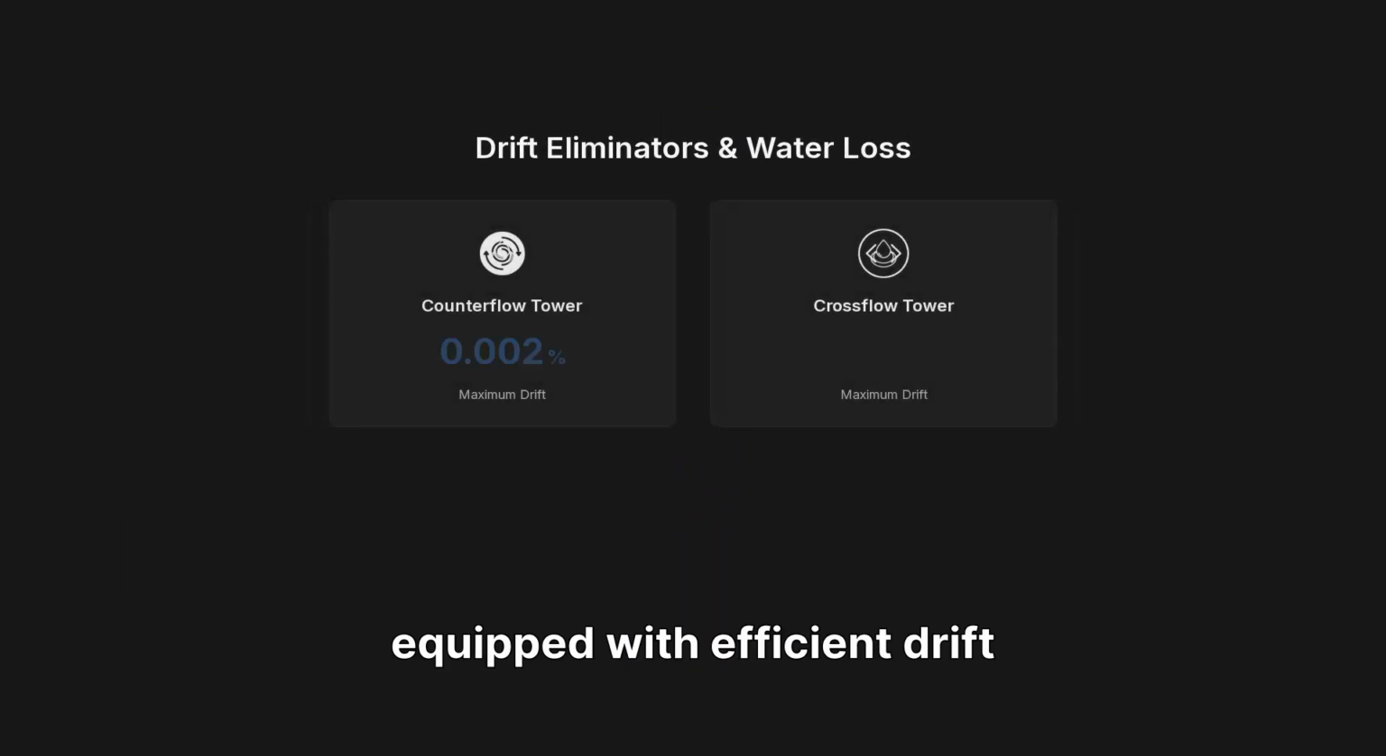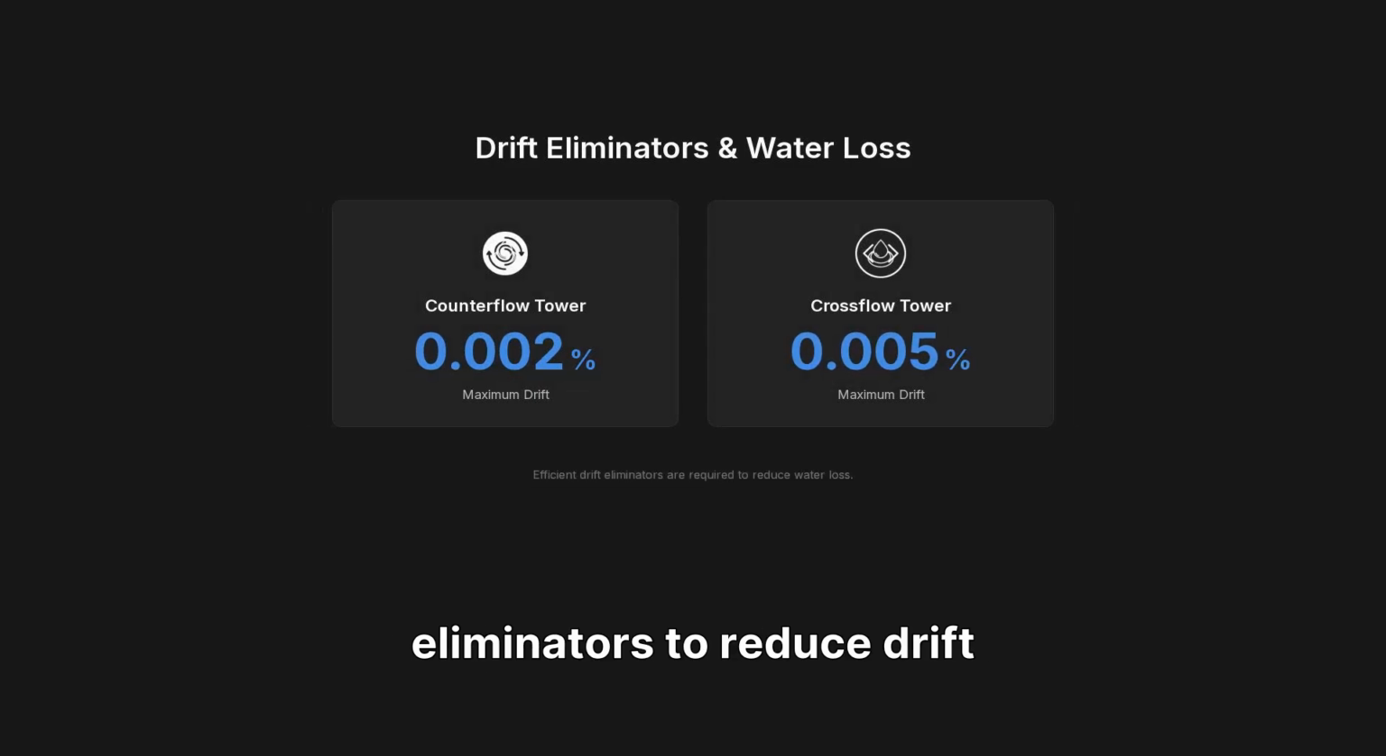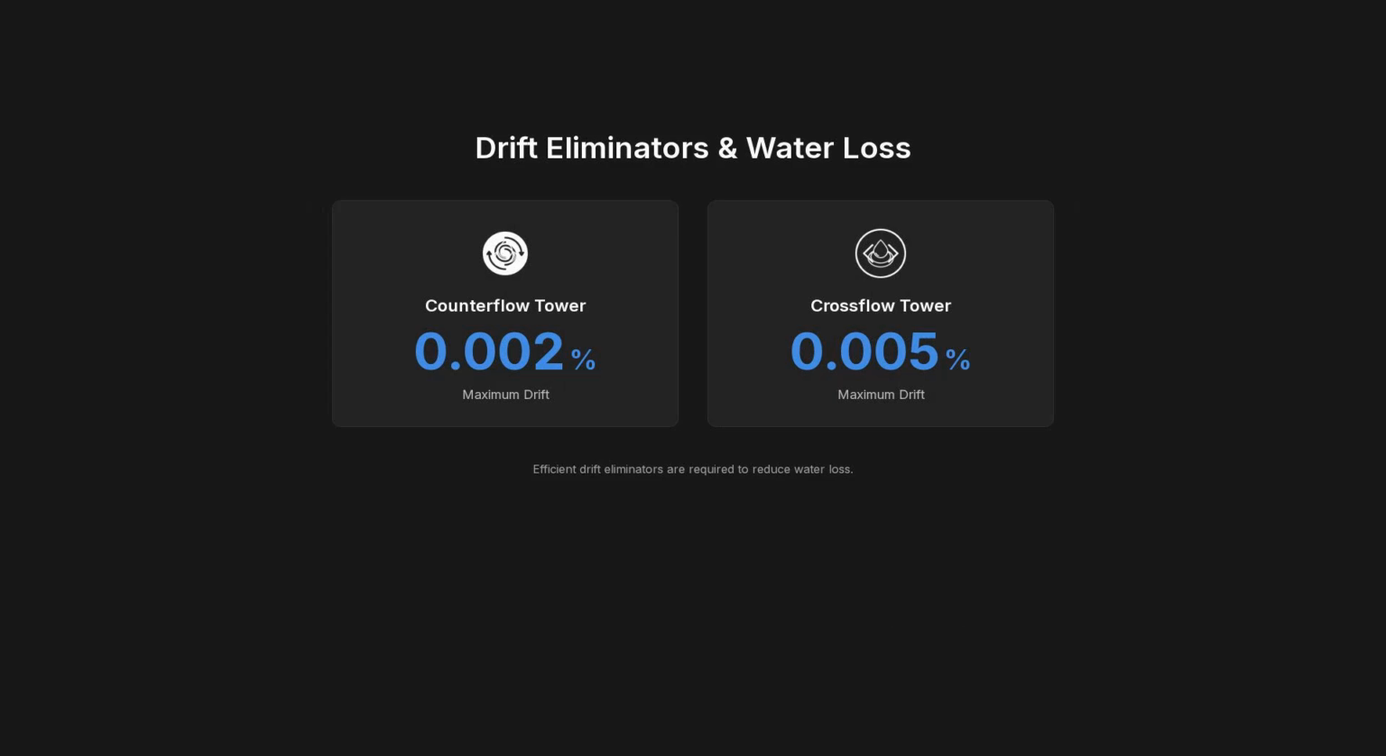Cooling towers must be equipped with efficient drift eliminators to reduce drift to a maximum of 0.002% of recirculated water volume for counterflow towers, 0.005% of recirculated water volume for crossflow towers.